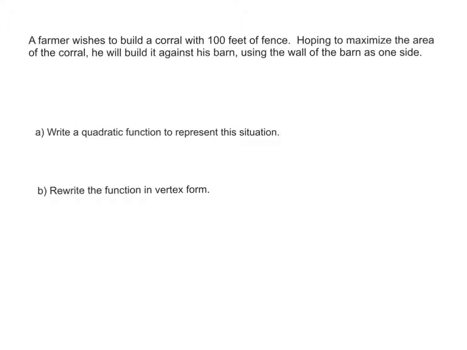This is another type of optimization problem that's pretty common for you to see. This one says a farmer wishes to build a corral with 100 feet of fence. So he has this fencing that he's going to use, and he has 100 feet of it. He wants to maximize the area of the corral. He'll build it against his barn, using the wall of the barn as one side. So you have like this barn, and he's going to build a corral on the side, like that.